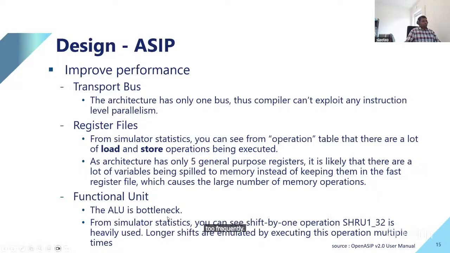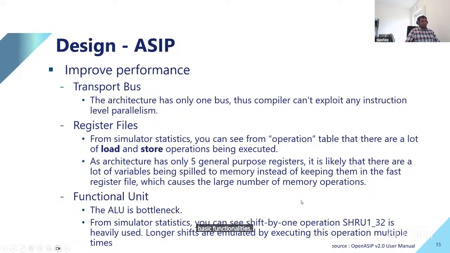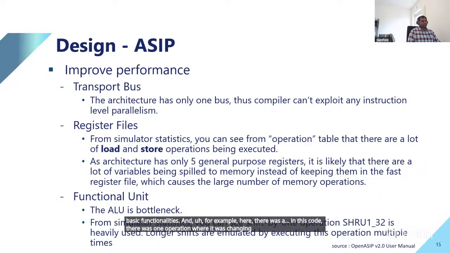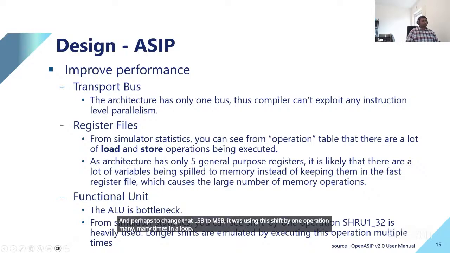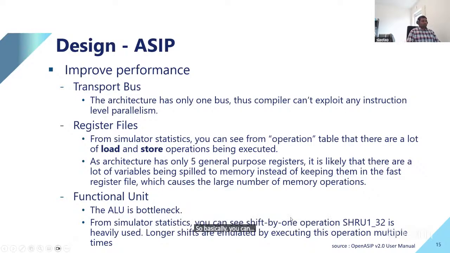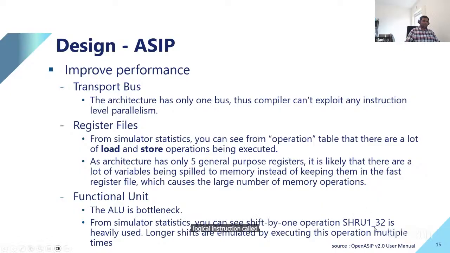Your ALU can also be a bottleneck, because it has only basic functionalities. For example, in this code there was one operation where it was changing LSB to MSB, and to do that it was using this shift by one operation many times in a loop. This is a simple shifting operation, performed by a logical instruction called SHRU, and it's taking a long time. So you can optimize that away.